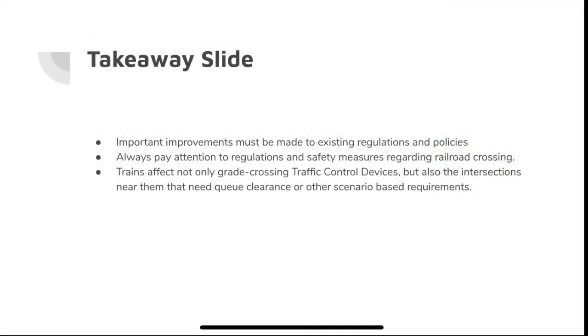So getting to our takeaway slide, important improvements must be made to existing regulations and policies. There are simply too many broad policies in place, and there needs to be a set standard. To keep yourself safe, always pay attention to regulations and safety measures regarding railroad crossings. And trains affect not only grade crossing traffic control devices, but also the intersections near them.